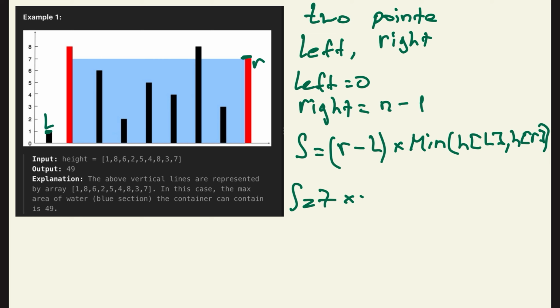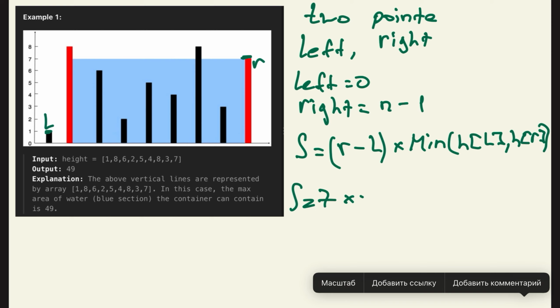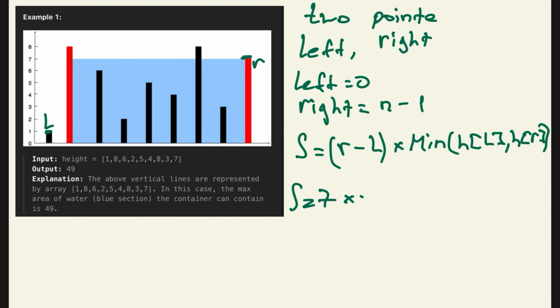It will be 1, 2, 3, 4, 5, 6, 7, 8, 9. It will be 9, and it will be 63. It cannot be like this, because the water cannot rise like this, because the height of the line is 1. So that's why we take the minimum of them.